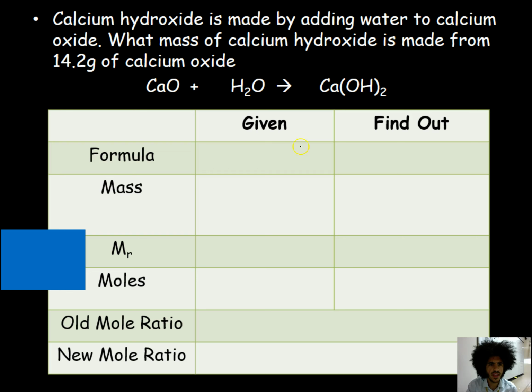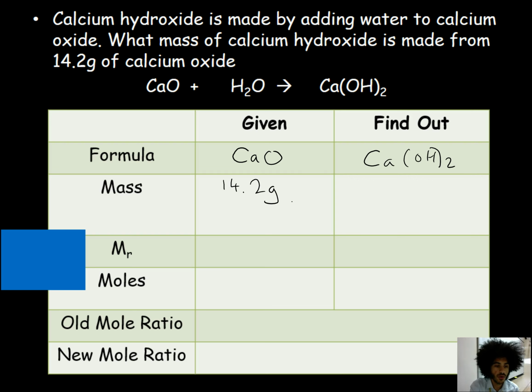Now if I read the question really carefully, it says what mass of calcium hydroxide is made. So clearly calcium hydroxide is what I'm looking for, so I'm just going to put the formula of that here, and that'll be really important for later on. Now over here is for the mass I've been given. I can see I've got 14.2 grams of calcium oxide. So I'm going to put calcium oxide here, which is CaO, and I'm also going to put in the mass, which is 14.2 grams. Okay, now that's great.